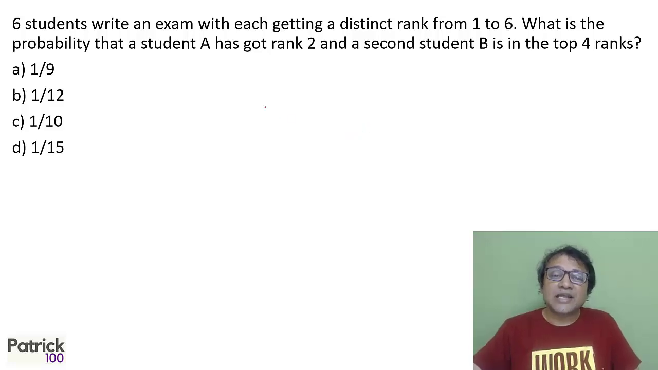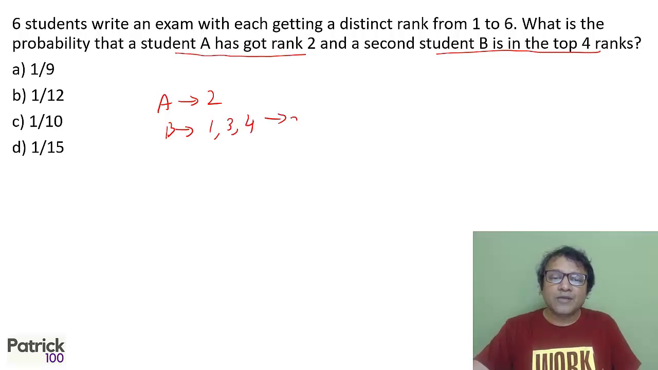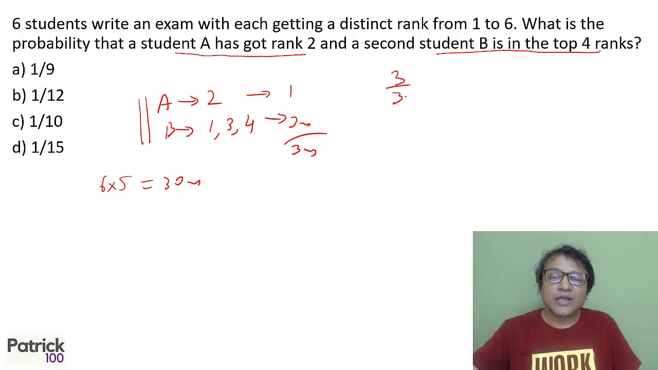6 students write an exam with each getting a distinct rank from 1 to 6. What is the probability that student A has got rank 2 and the second student B gets a rank in the top 4 ranks? So A has got rank 2 and B can get either 1, 3 or 4, 3 ways. So the total number of ways is 1 into 3. The total number of ways for A and B to be arranged is 6 into 5, I mean, A can get 6 ranks, B can get 5 ranks, 30 ways. So probability is 3 out of 30 or 1 out of 10.